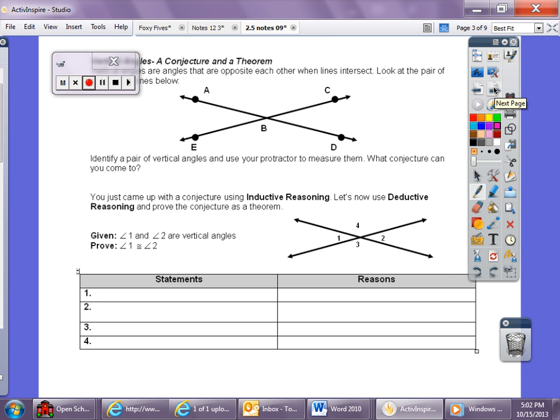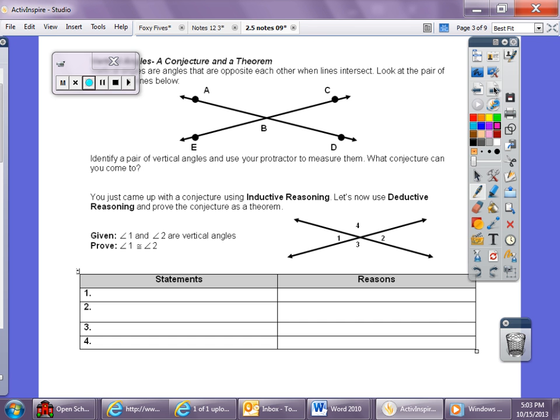So, are vertical angles a conjecture and a theorem? Vertical angles are angles that are opposite each other when lines intersect. Look at a pair of intersecting lines below. We can identify a pair of vertical angles, and we can use a protractor. If somebody at the table wants to get a protractor and measure the angles, we can look at them. So pause it, measure the angles, and when everyone has had a chance to do that, we can play it again.